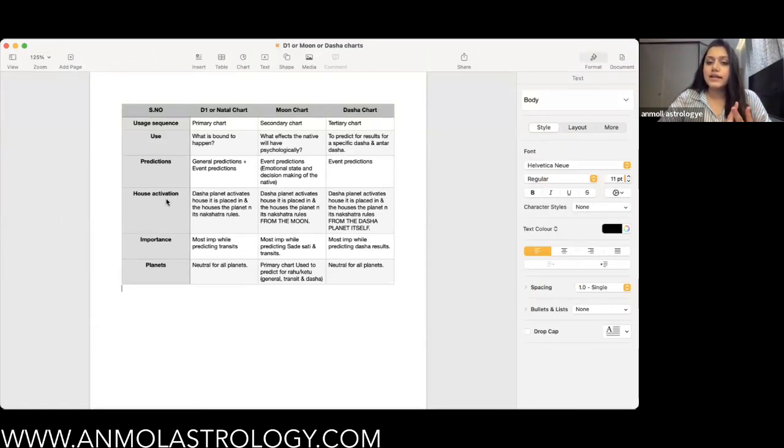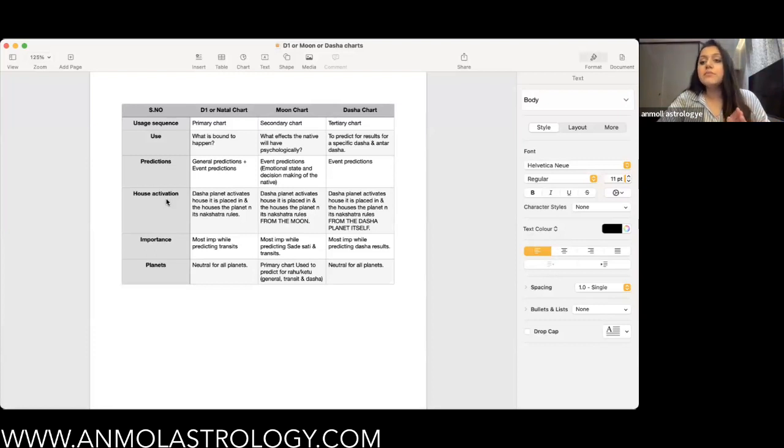chart, right? That is the primary chart which is to be used. It is used for all types of predictions. By all types of predictions, I mean, if you want to use it for general analysis, you're going to use the D1 chart, right? Then if you're going to use a chart for transits and stuff like that, again you are going to require the D1 chart. So it is the primary chart. It is a very important chart, right?